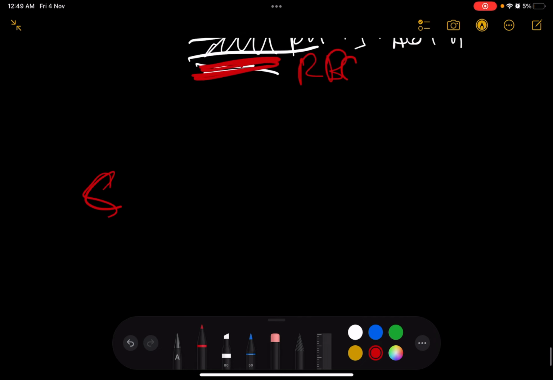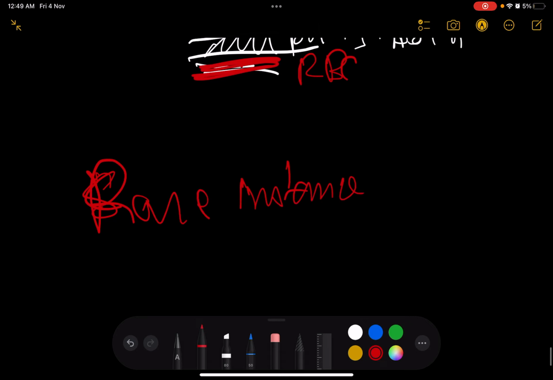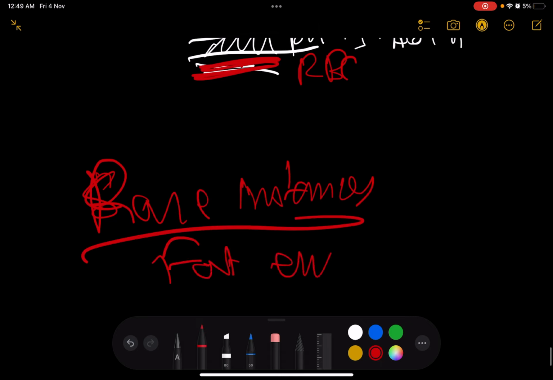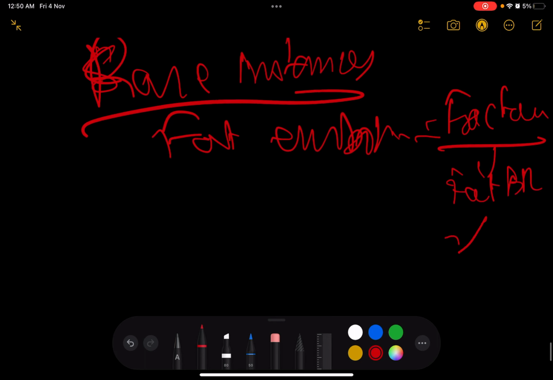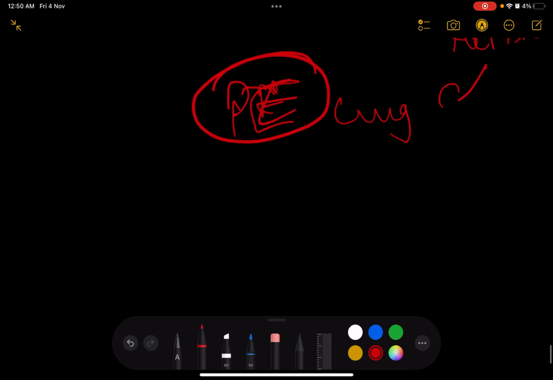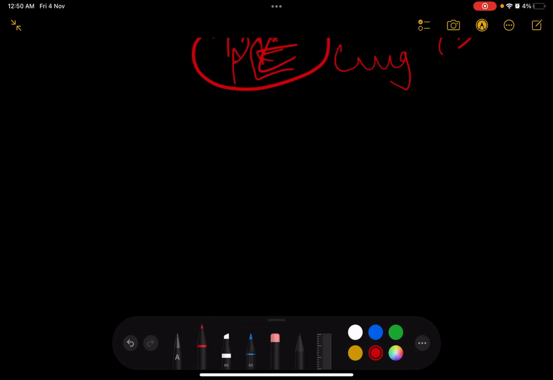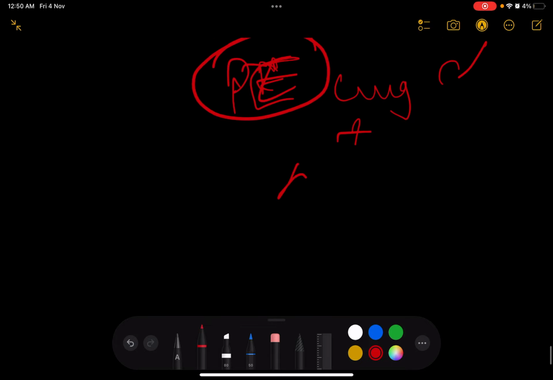Some other rare instances: there's something called a fat emboli. Fat emboli is associated with fractures. Let's say you've got a fracture, and the fat from the bone marrow of the fracture leaks and goes to the lungs and can cause a PTE, pulmonary emboli, not thrombo, but pulmonary emboli, fat pulmonary emboli. They can also cause very important neurological symptoms because of the emboli reaching the CNS.